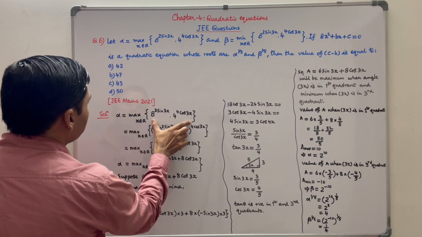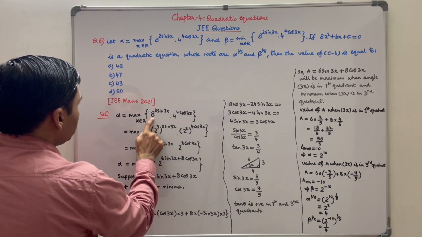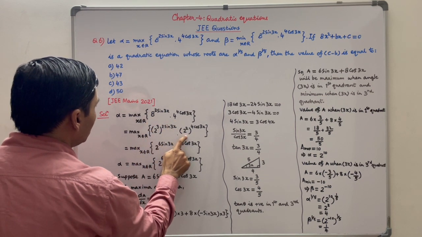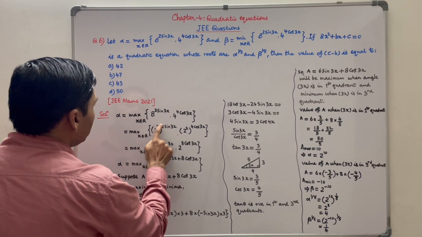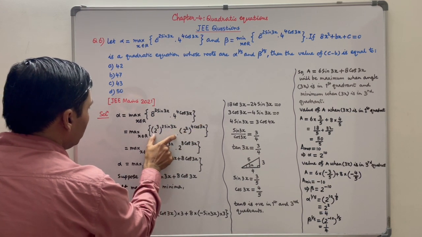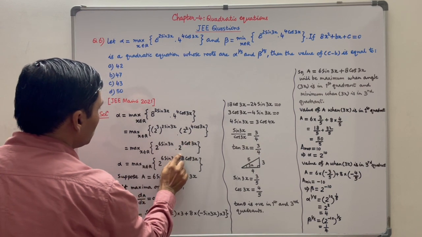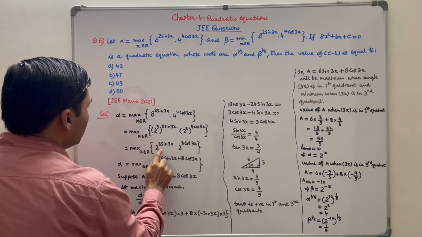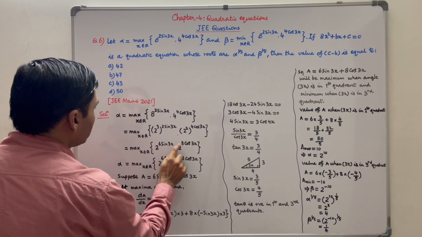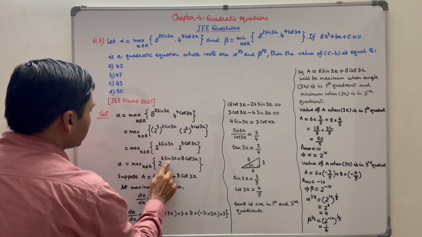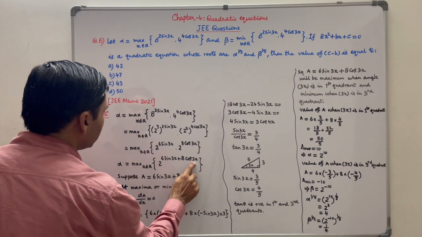First, we will simplify this part. 8 can be written as 2³ and 4 can be written as 2². Now powers will be multiplied. So this part will be 2^(6 sin 3x) and this part will be 2^(8 cos 3x). Now bases are same, so powers will be added up. So this can be written as 2^(6 sin 3x + 8 cos 3x).